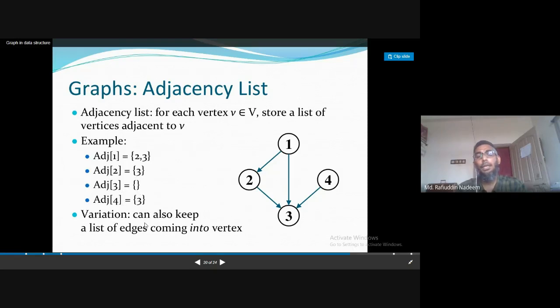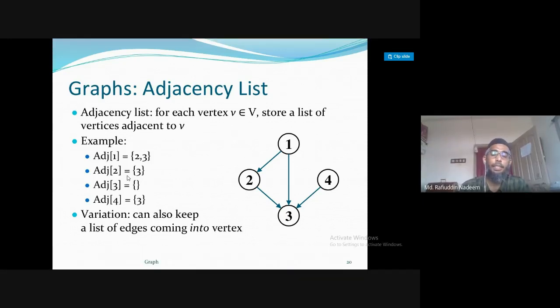A variation can also keep a list of edges coming into vertex X. So you can have a list of edges which are coming into the vertex, whereas here we mention all the vertices which are going out. Out degree is mentioned here, but in the case of in degree, you can mention the incoming ones.